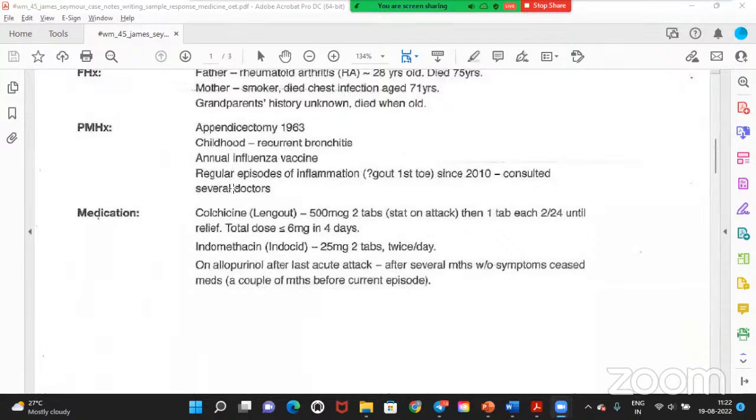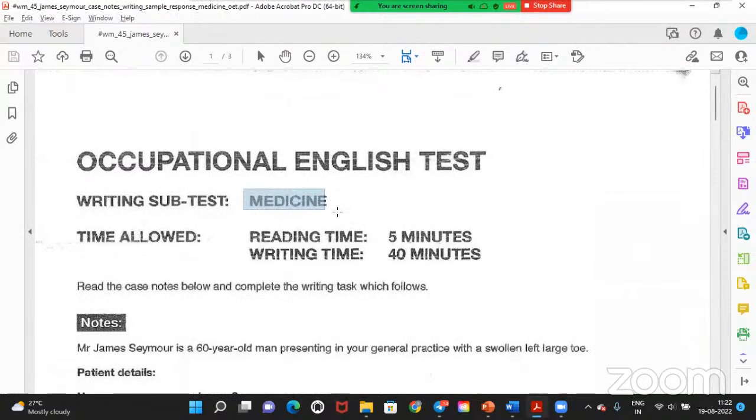So this is the letter. It's actually a medicine letter. Fine. So just to go through this for 2 minutes.